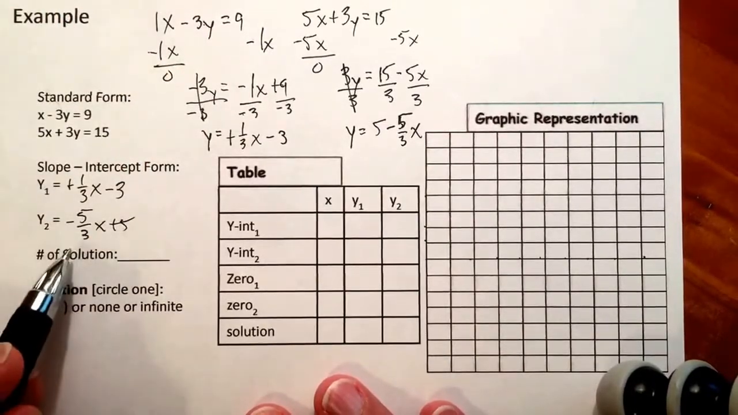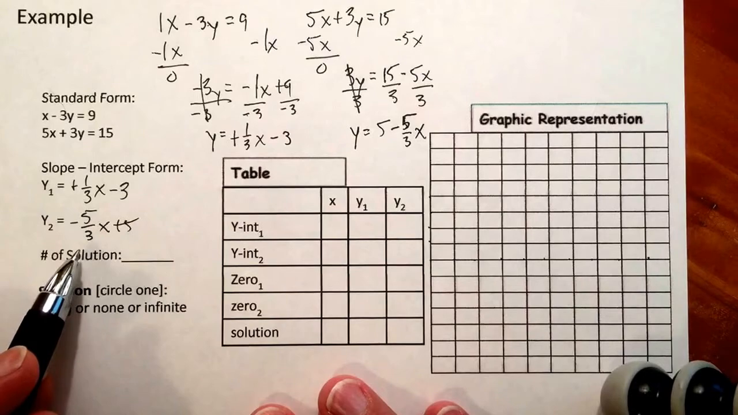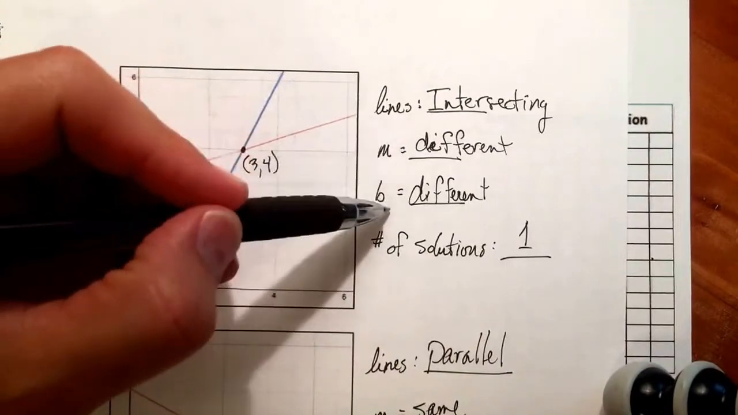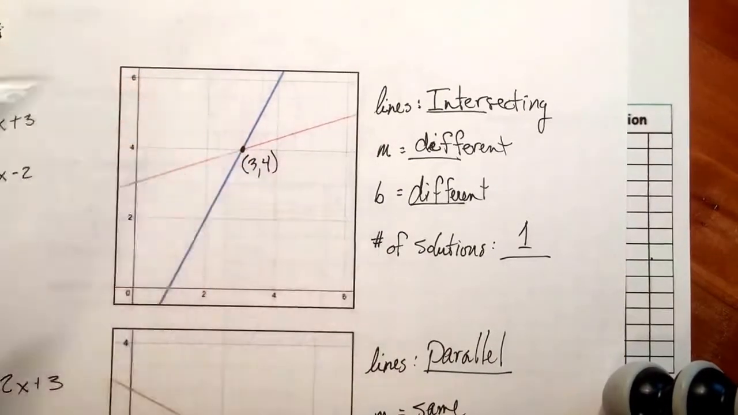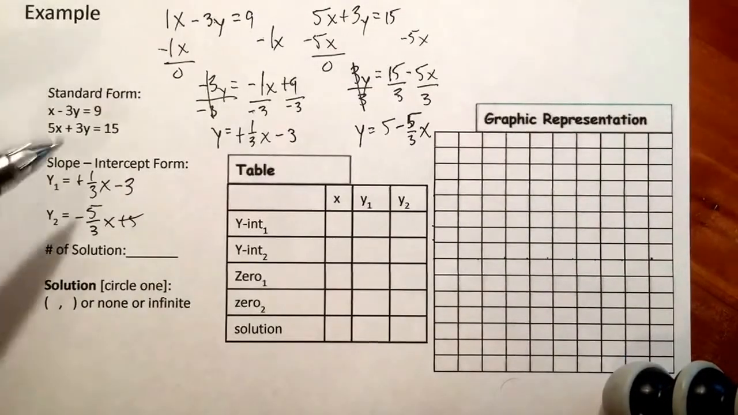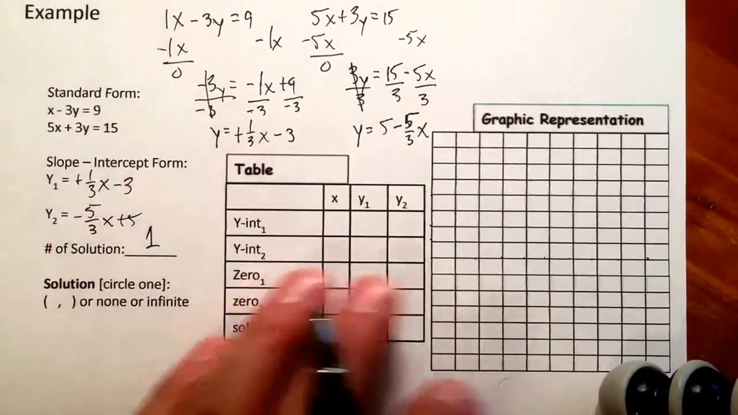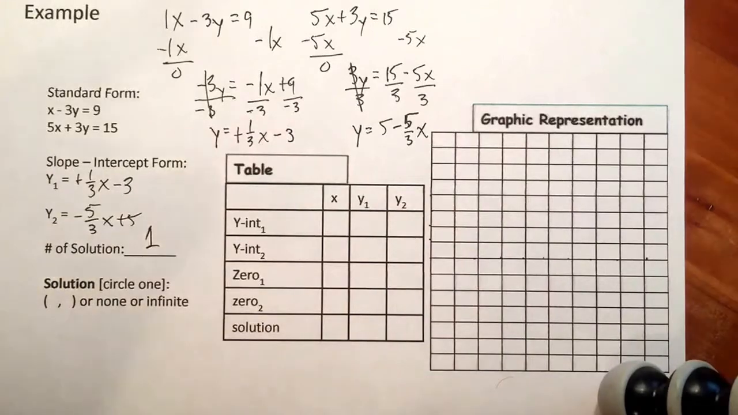Now, here's our slope-intercept form equations. And if you notice from our notes, we have different slope, different y-intercept. Therefore, there's going to be exactly one solution. Different slope, different y-intercept, there's going to be one solution. We're going to find the table, and we're going to graph it on our calculator in just a moment so we can figure all of that out.